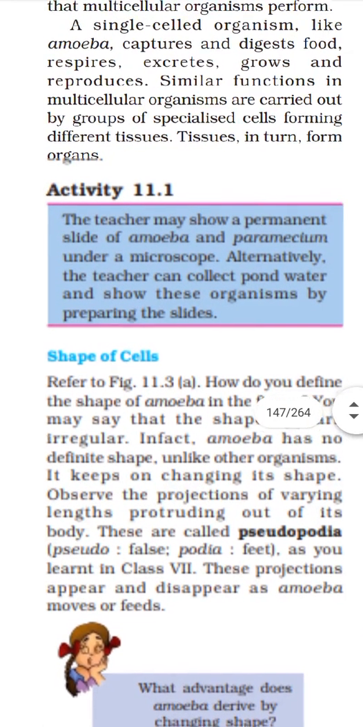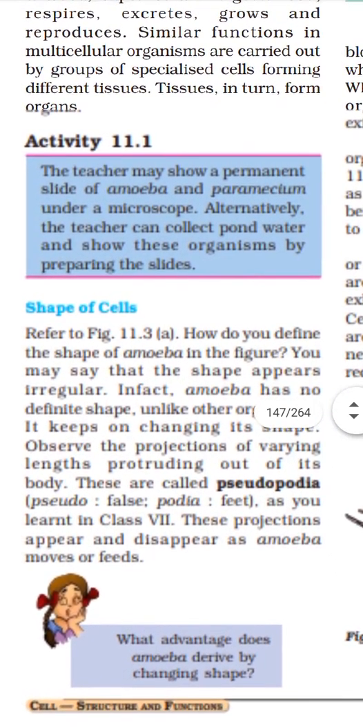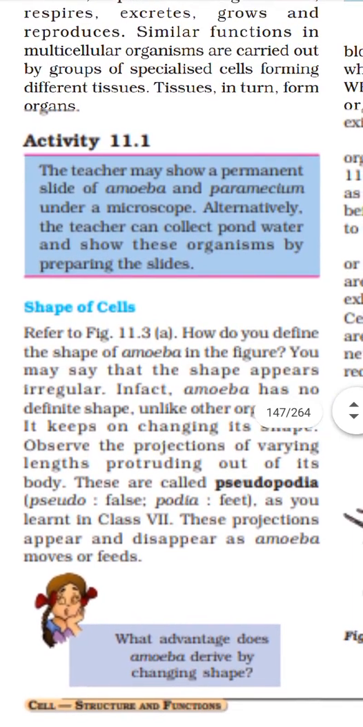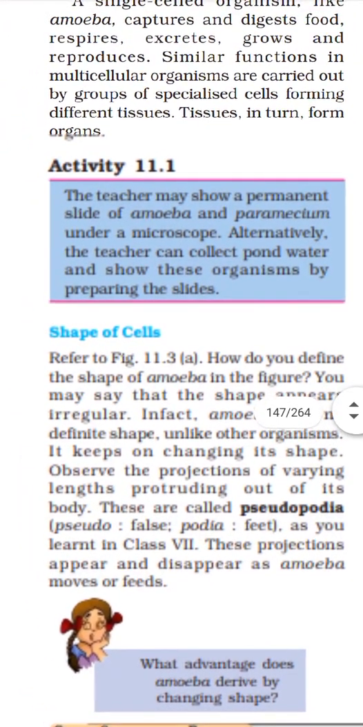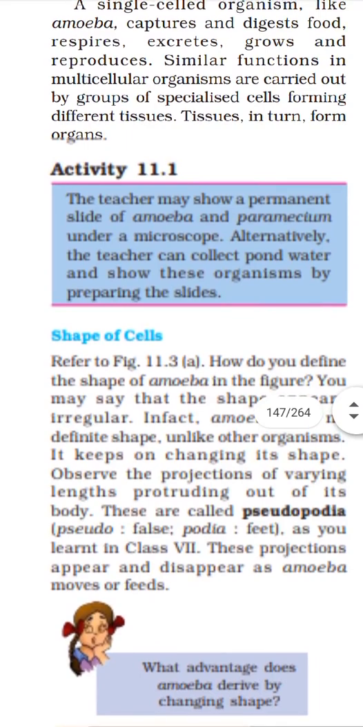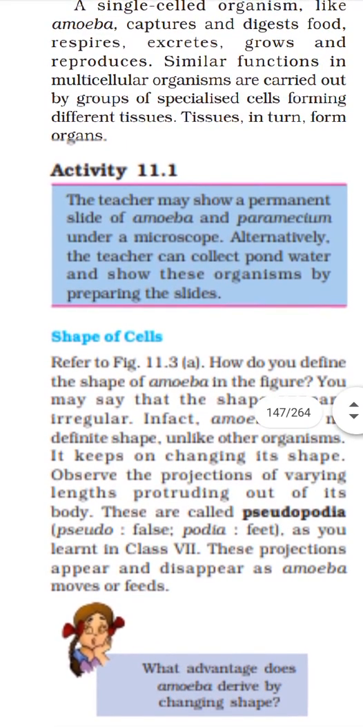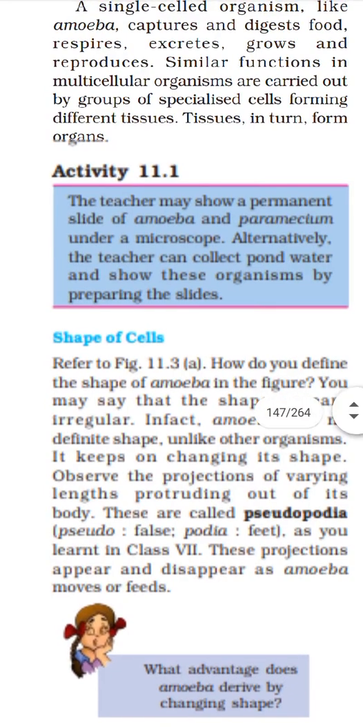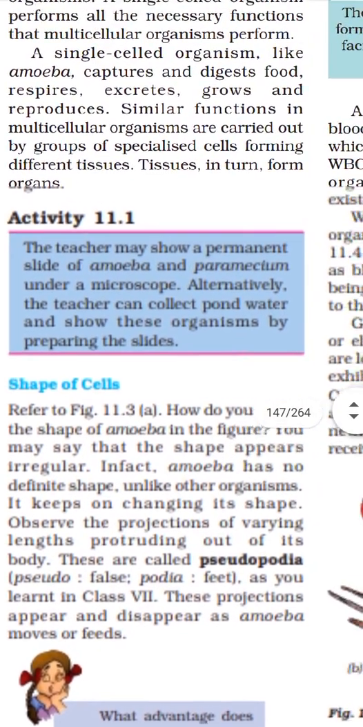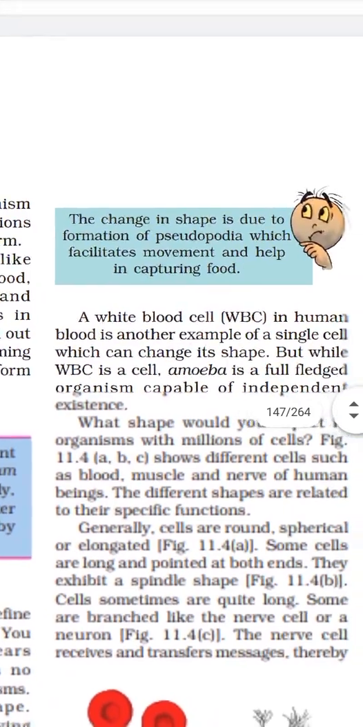How do you define the shape of an amoeba? Amoeba shape appears to be irregular. Amoeba has no definite shape unlike other organisms. It keeps on changing its shape. Observe the projections of varying lengths protruding out of its body. These are called pseudopodia, as you learnt in class 7. These projections appear and disappear as amoeba moves or feeds.